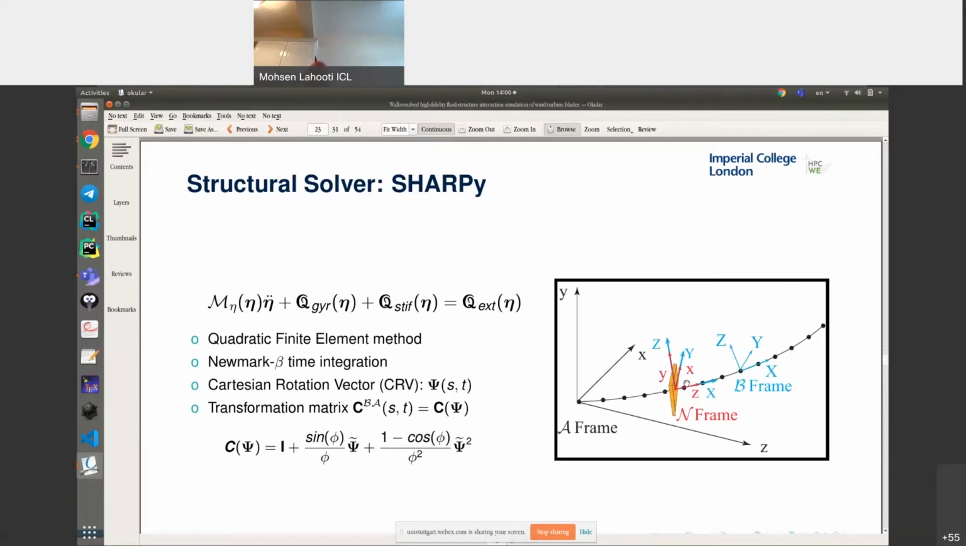SHARPy actually uses two different frames of reference: an A frame, which is attached to the body and, in our case, because the blade is not moving, is an inertial frame, and a B frame attached to the elements, where we assemble our fluid strips as well. The orientation of the fluid strips can be different from the orientation of the B frame of SHARPy. Nevertheless, using this Cartesian rotation vector, we can transform between these three coordinate systems very easily.